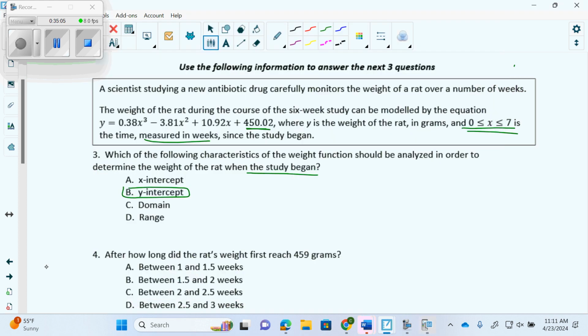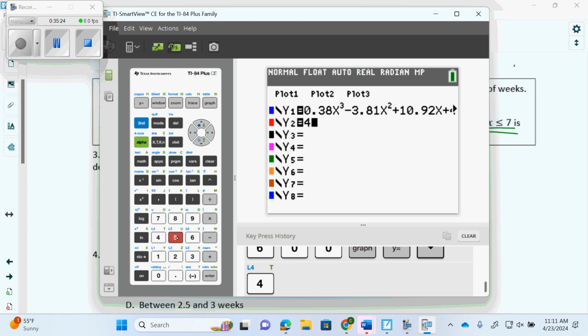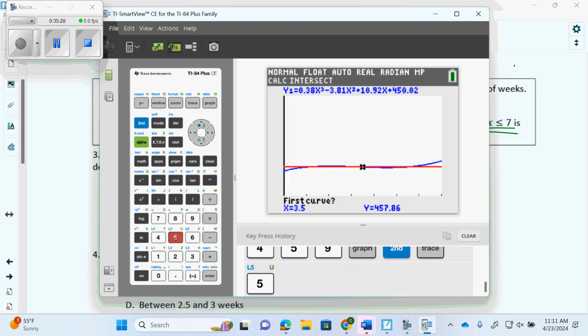It wants to know how long did the rat's weight first reach 459 grams. After how long? I was like, that made no sense. I forgot the word after. It's a real bummer if you don't read the whole thing. After how long did the rat's weight reach 459 grams? So that's my y. 459. Boom. Second, trace 5. I'm going to go with the first one.